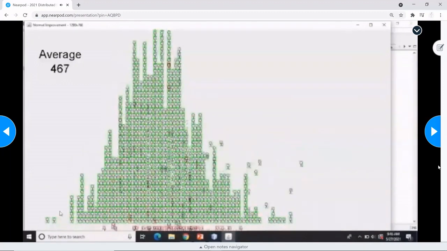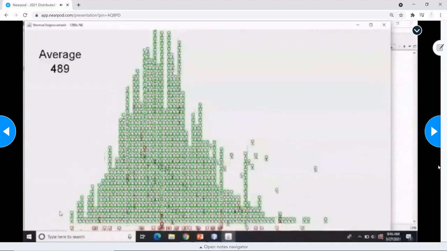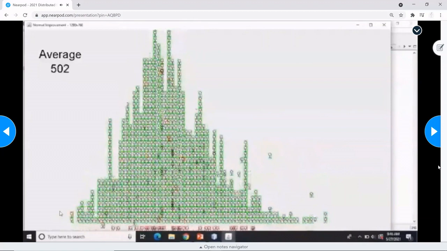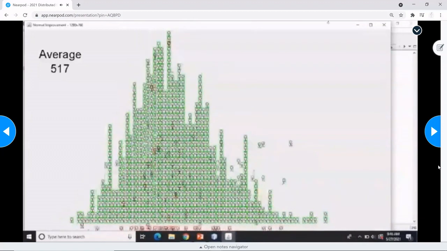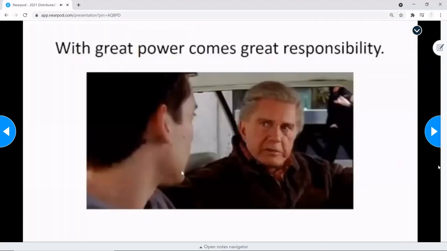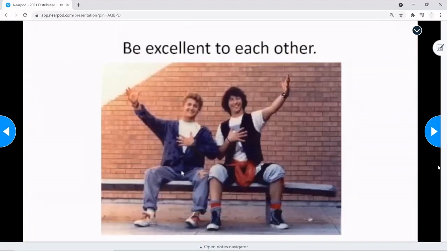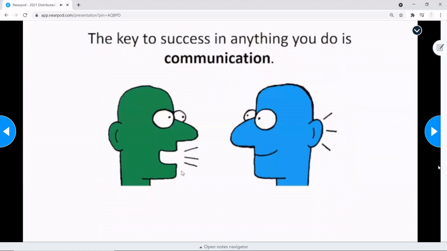You can be a part of this, even with small changes, whatever they may be, whether it's your idea or you find somebody else's good idea. Get involved, make those small changes, change and improve the world. So remember, with great power, all the extraordinary things that you have going for you, comes great responsibility. Remember to be excellent to each other out there. And as we've learned in stats class, the key to success in anything you do is communication.